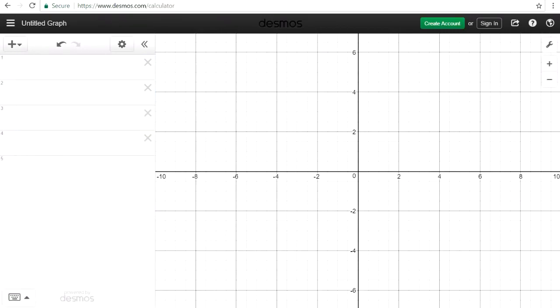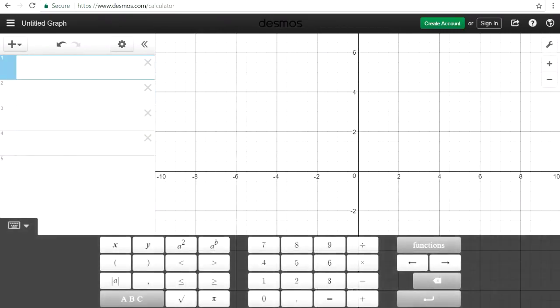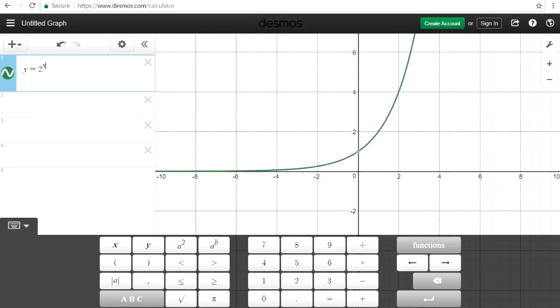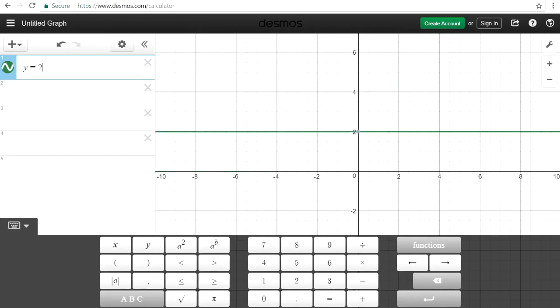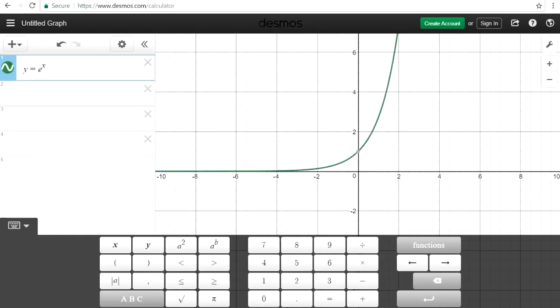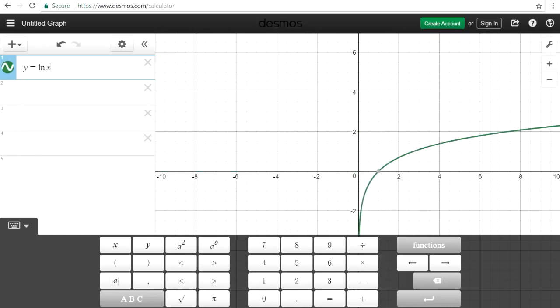Now there's so much more you can do with this tool. You can also graph exponential functions. Let's say like 2 raised to the x. If we add a plus 3, then the horizontal asymptote is 3. We can also graph e raised to the x or ln x. A lot of things we can do, but we can do more than just graphing.